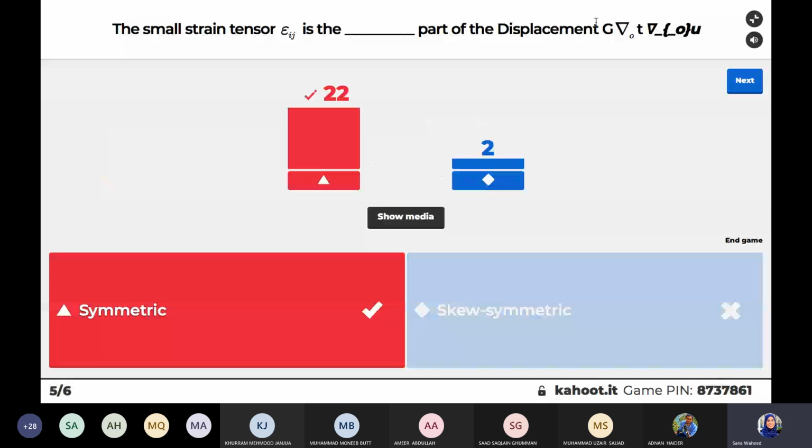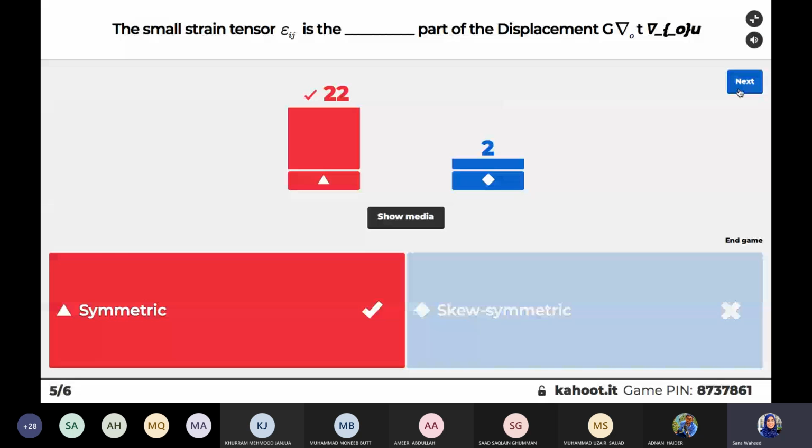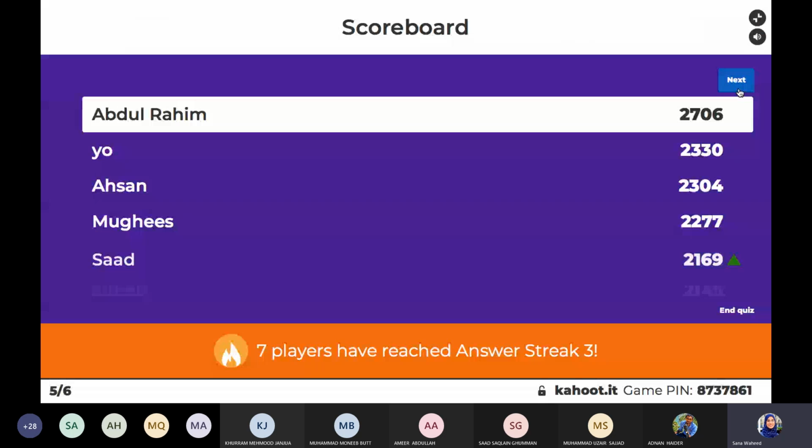Excellent. Exactly right, as we just recapped as well. And from its expression too we know this. This is the symmetric part of this u i comma j tensor. So it's the symmetric part of the displacement gradient. Well done. Right, so let's see, before the last question, who is at the top.